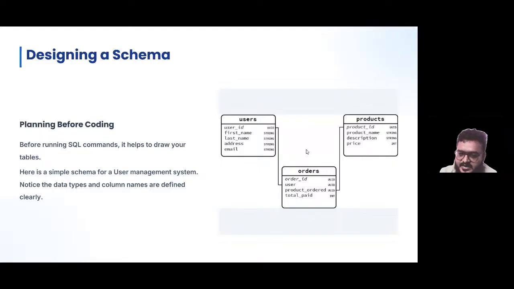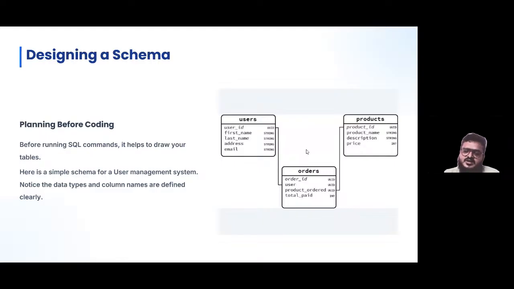Why do we have to plan first? First is clarity, to understand what data you need before you code. Second is efficiency. Our work should not get wasted, with no restructuring of the data afterwards. We have to do it right in the first place. Relationships: you should know how tables connect with each other. And scalability: you can design it to grow as your app grows. So planning the schema is very important.